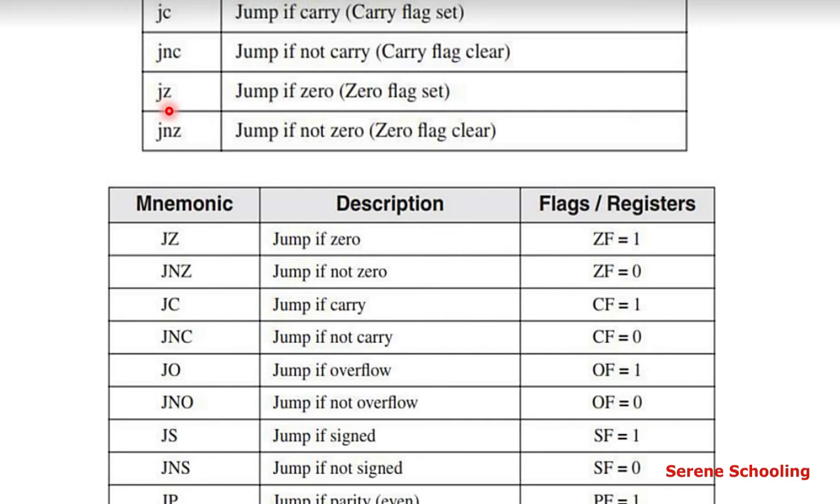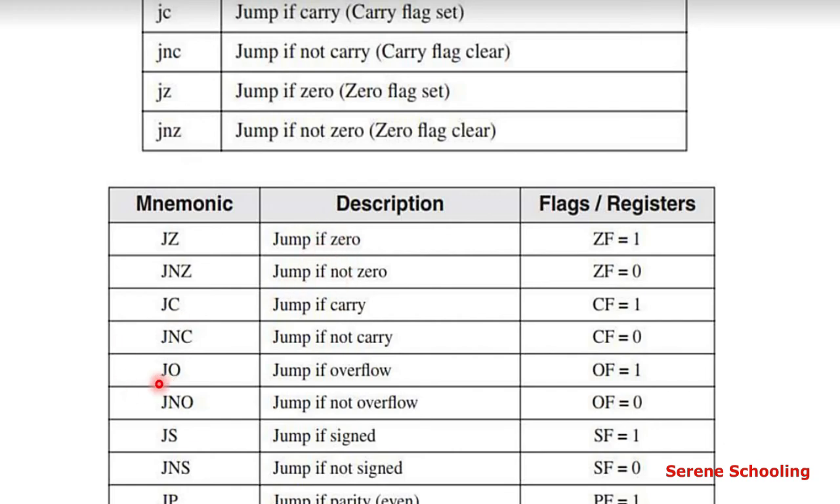Similarly for jump if 0, jump if not 0, based upon the result of the zero flag, these jumps will be selected. Then we have some other jump instructions as well, like JZ. We have seen this already here. Jump if 0, jump if not 0.